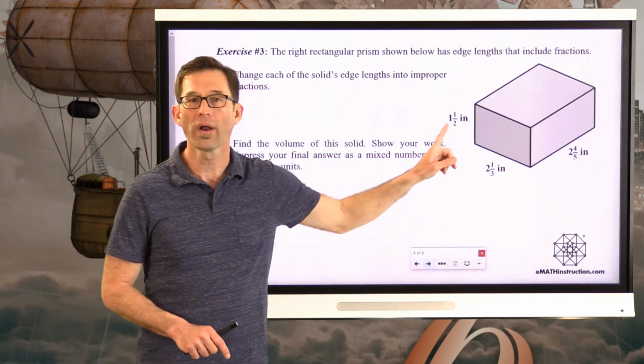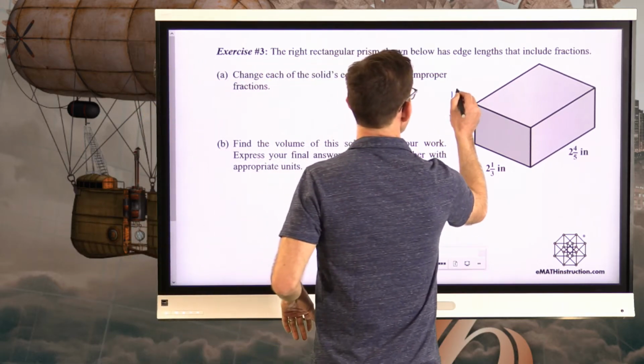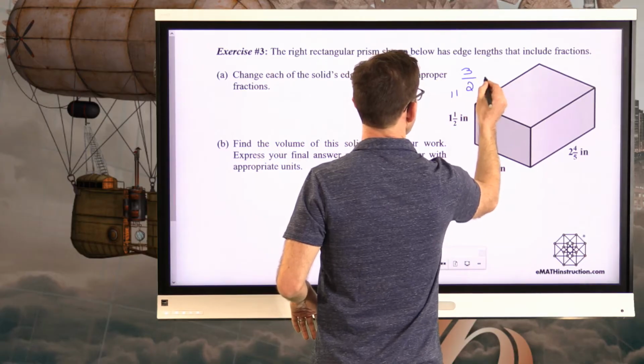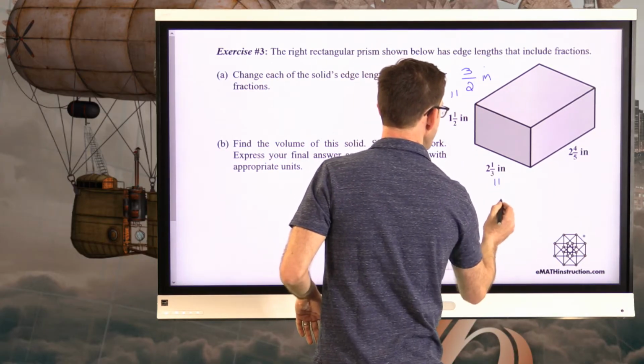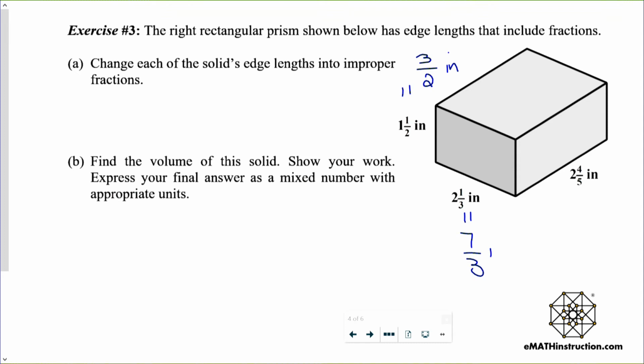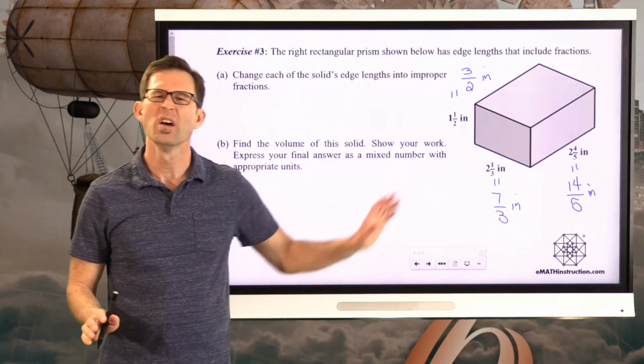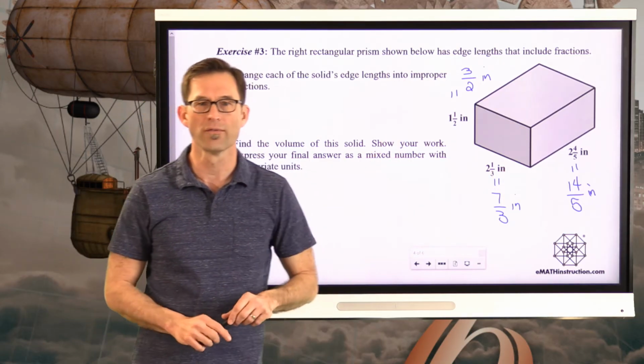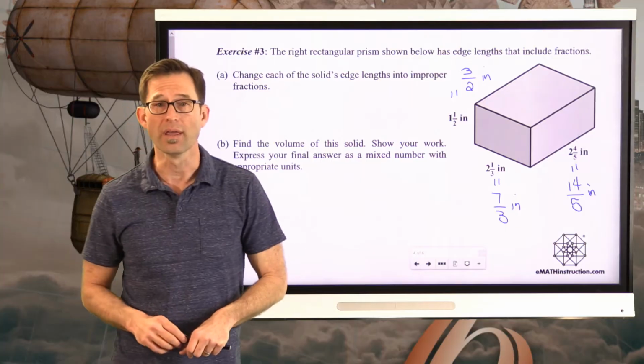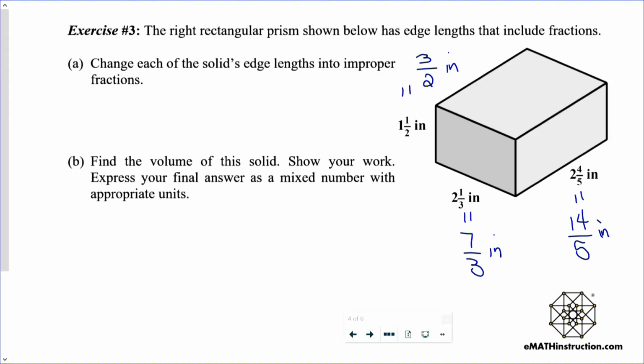All right, well, 1.5 inches, that ends up being 3/2 inches. 2 1/3 inches, that is 7/3 inches. And 2 4/5, that is 14/5 inches. All right. So we've got all of our lengths now, but they're in these fractional forms. Now, letter B. Find the volume of this solid. Show your work. Express your final answer as a mixed number with appropriate units.